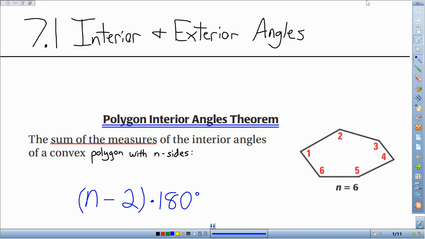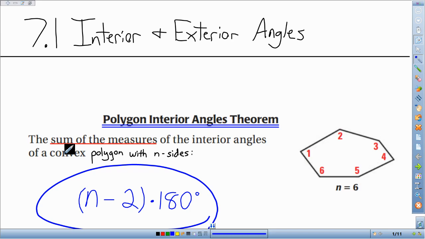Okay, so we're starting out with what's called the polygon interior angles theorem. All right, and here's what it says. It says the sum of the measures of the interior angles of a convex polygon with n sides. We can find that using this little formula, this theorem. Okay, so basically, here's the idea.